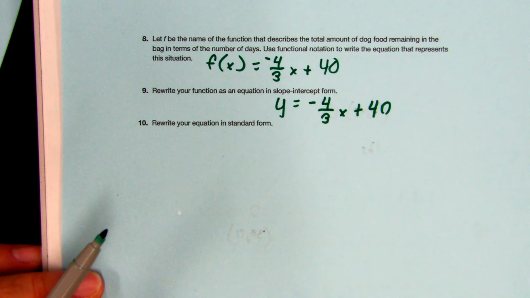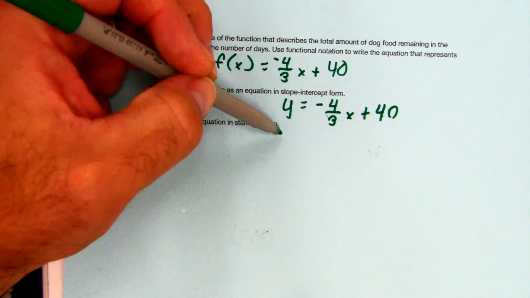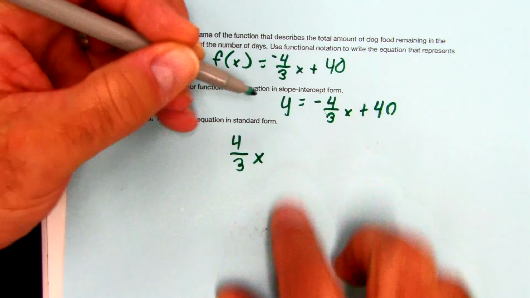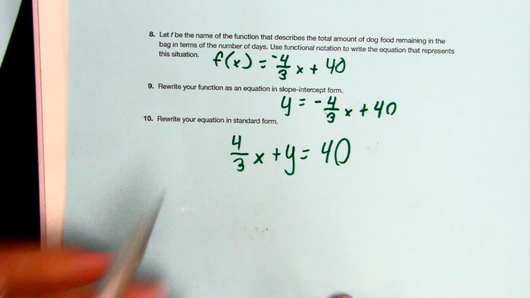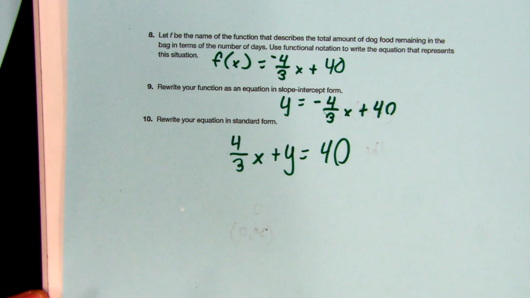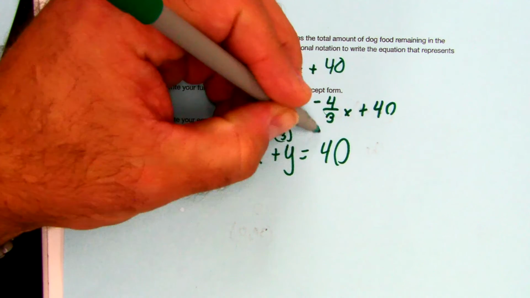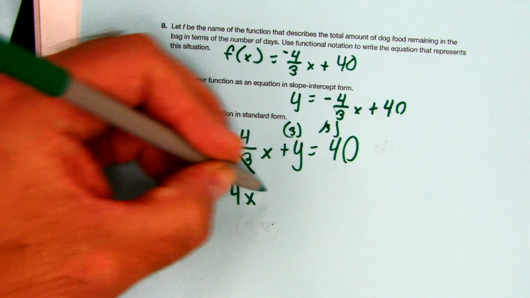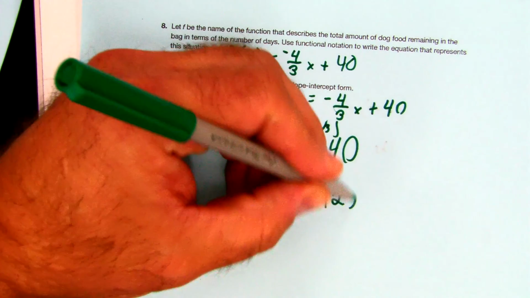And what's the second thing? Can't have any fractions. So when I move the x over the equal sign, it becomes 4/3 x. It was negative. I move it over, it becomes positive. Plus y equals 40. And then what must I multiply the entire problem by? 3. So I multiply by 3, multiply by 3, multiply by 3, and I'm left with 4x plus 3y equals 120.